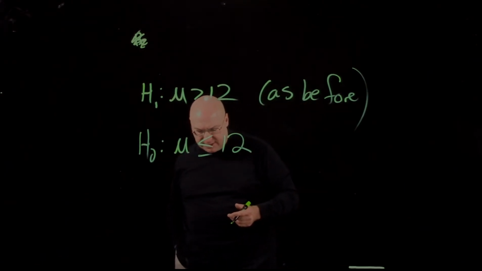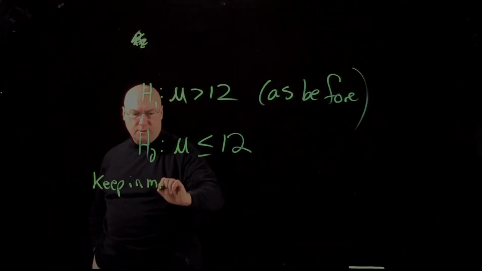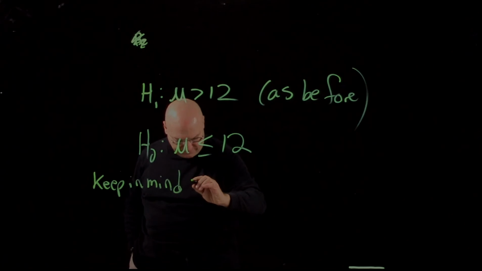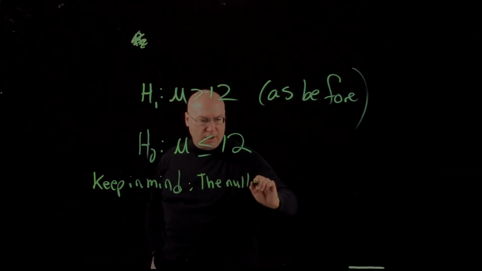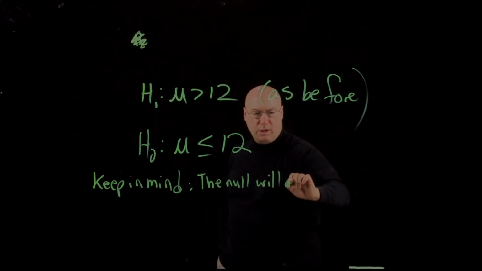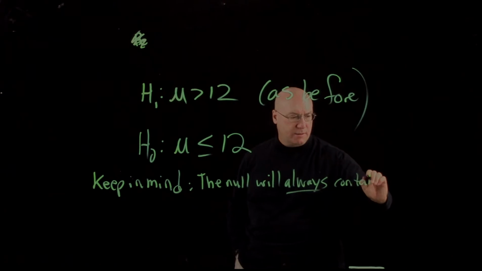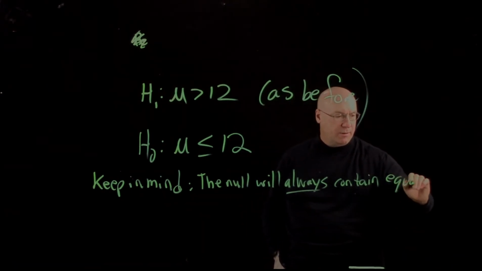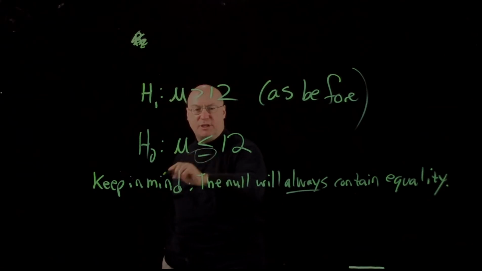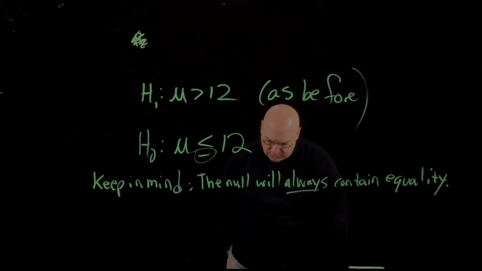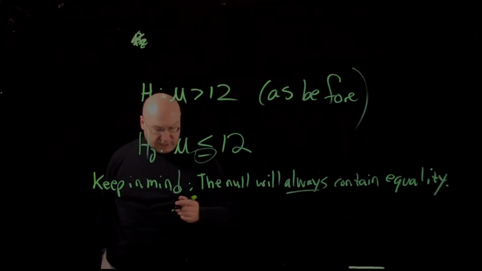And I say here, let's write this. Keep in mind, the null will always contain equality. It contains the possibility of equality right there, right? That will always be true. It just might also contain an inequality.